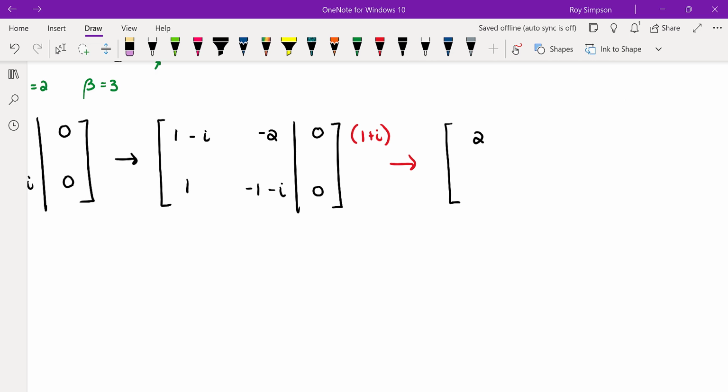All right. Now remember, I'm multiplying everything by the complex conjugate. So the next will be negative 2, 1 plus i, and then finally 0.